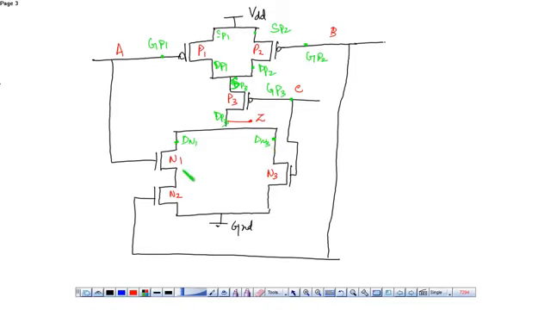Source of N1, and this is the gate of N1. Similarly, this is the source of N2. This is the gate of N2, and this is the drain of N2. This is the source of N3, and this is the gate of N3. Now this is the normal schematic diagram.